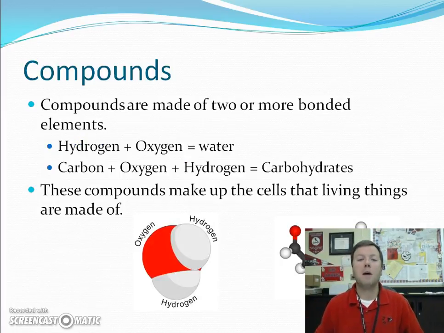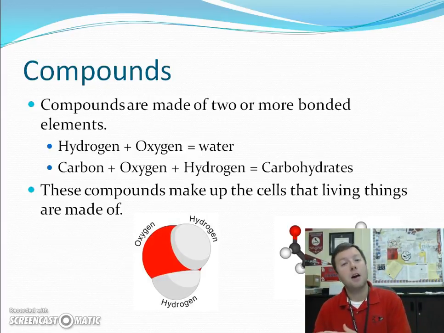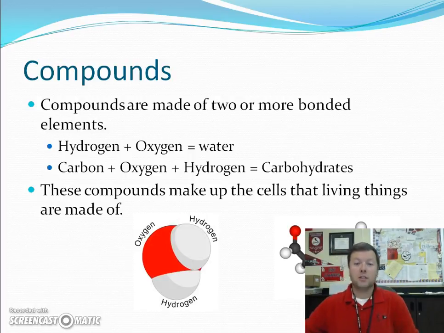So I talked about compounds earlier. Compounds are made of 2 or more bonded elements. So there's different types of compounds. We'll get to those in a second. They depend on the type of bond. Here's an example. We've all heard of water. We had that in a Penny Lab we did 2 weeks ago. But hydrogen plus oxygen equals water.